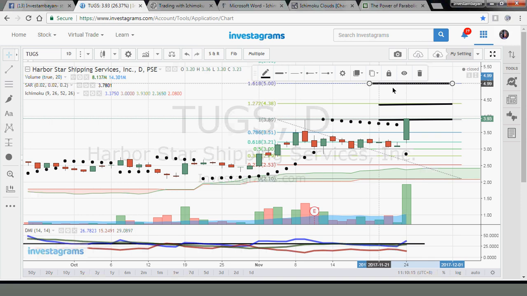Kung nabasag to, kung malakas pa din yung stock, then I will hold it. Pero kung nag-diminish na, then you can start to sell it. Yun lang naman. As easy as that. Sa mga naghahanap ng trading setup, don't make your life so complicated. Keep it simple.